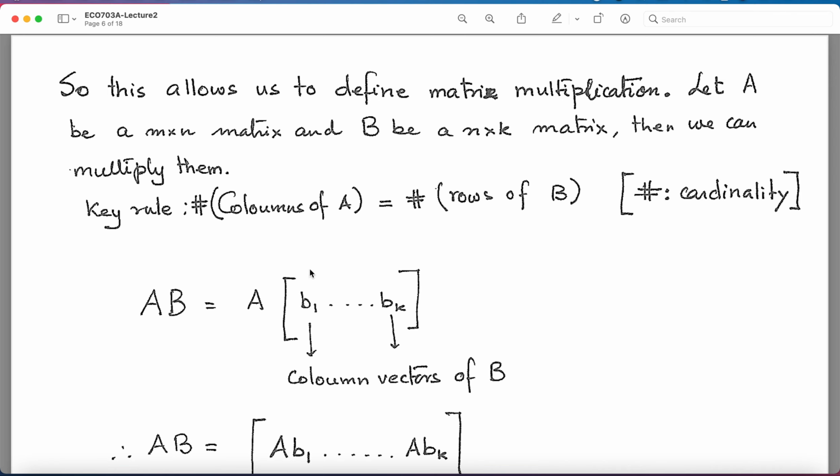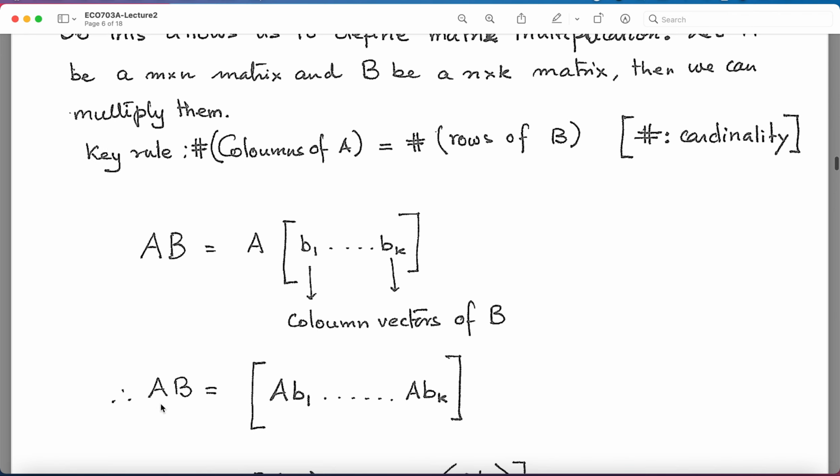the column vectors of B are written as small b1, b2, up to bk. So B is say an n cross k matrix and A is an m cross n matrix. Now, the number of rows here must be the same as the number of columns here, that is n, and then AB is defined as A multiplied with the first column vector of B, A multiplied with the second column vector of B, up to A multiplied with the kth column vector of B. Each of these new vectors is a column of the matrix AB.